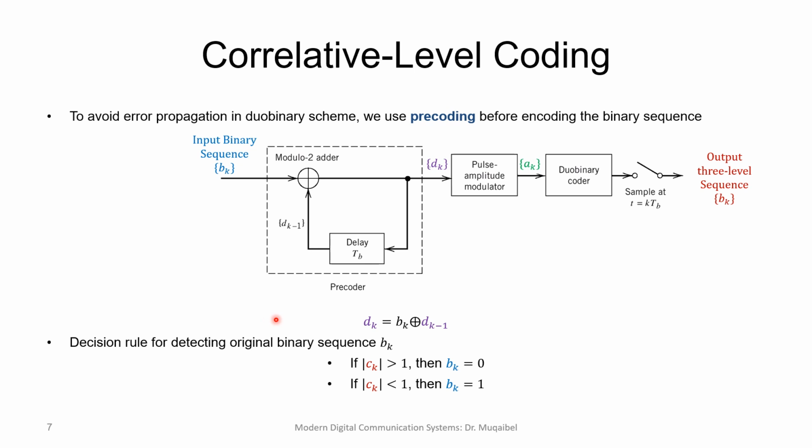The beauty of this is that if we apply the decision rule, the decision will not depend on the previous one. So for C_k, the coded bit, if C_k is greater than 1, you have P_k equal to 0. And if C_k is less than 1, you get P_k equal to 1. So there is no dependence on the previous or the following bit. We took the dependence of the difference at the transmitter side, where there is no noise.